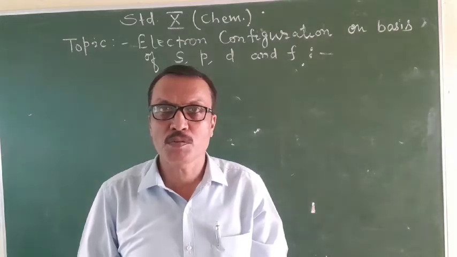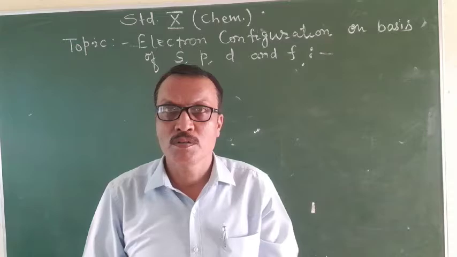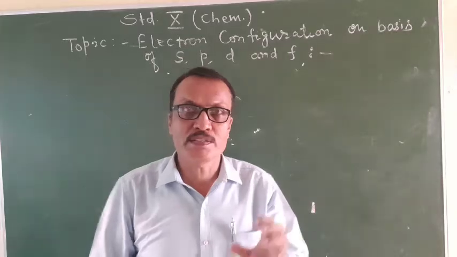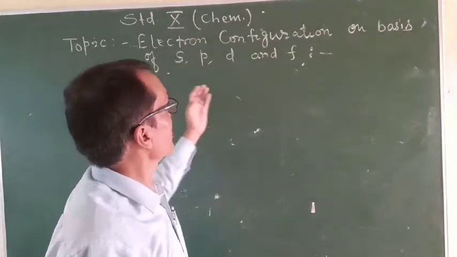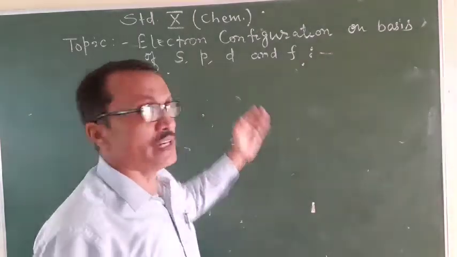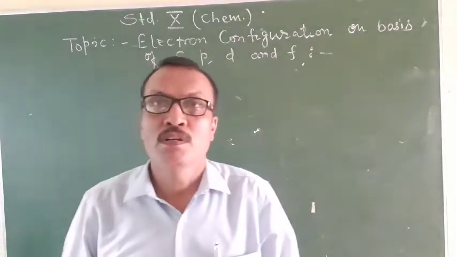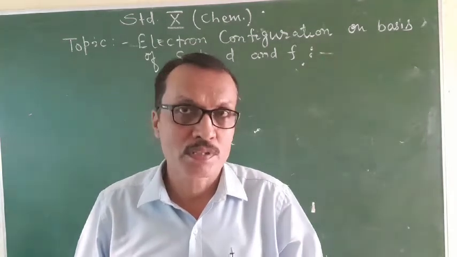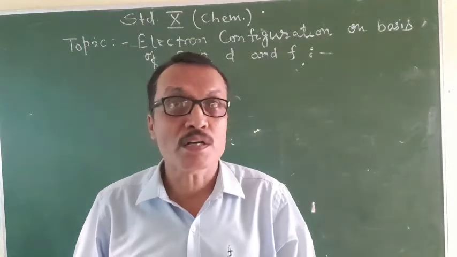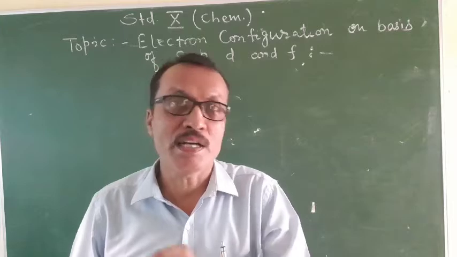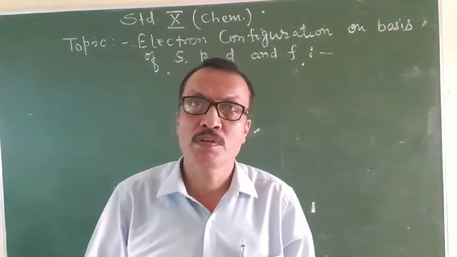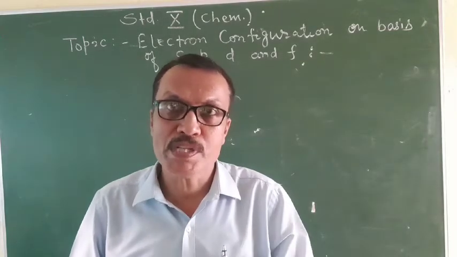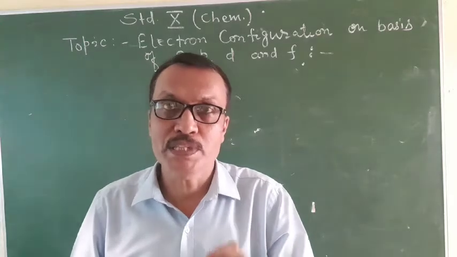I, J. Kumar, once again before you with one new topic, with one general topic, and that is electron configuration on the basis of S, P, D and F. Students, till now you are in the habit of doing electronic configuration on the basis of the concept of orbits, which are denoted as K, L, M, N and so on. Now students, in the case of higher atomic number elements, electronic configuration on the basis of K, L, M, N becomes quite difficult for students.